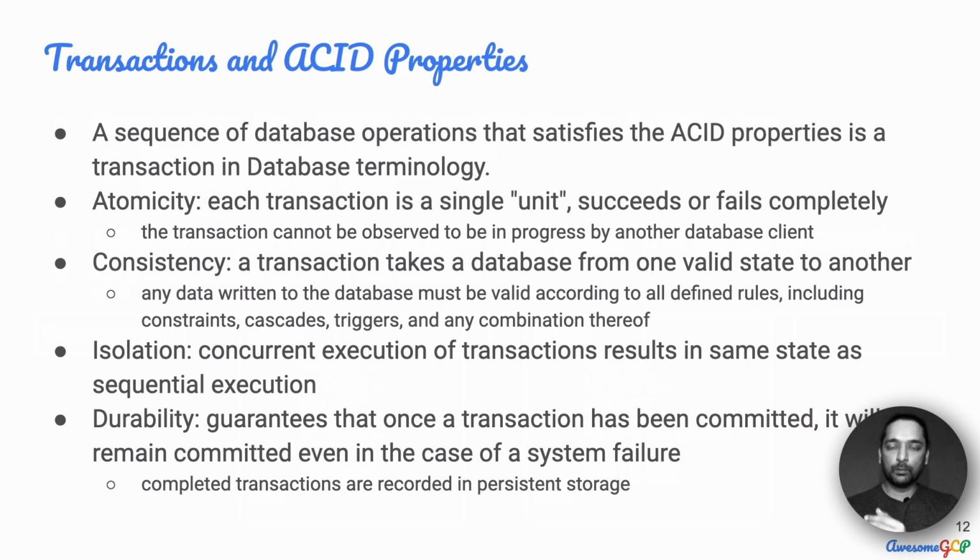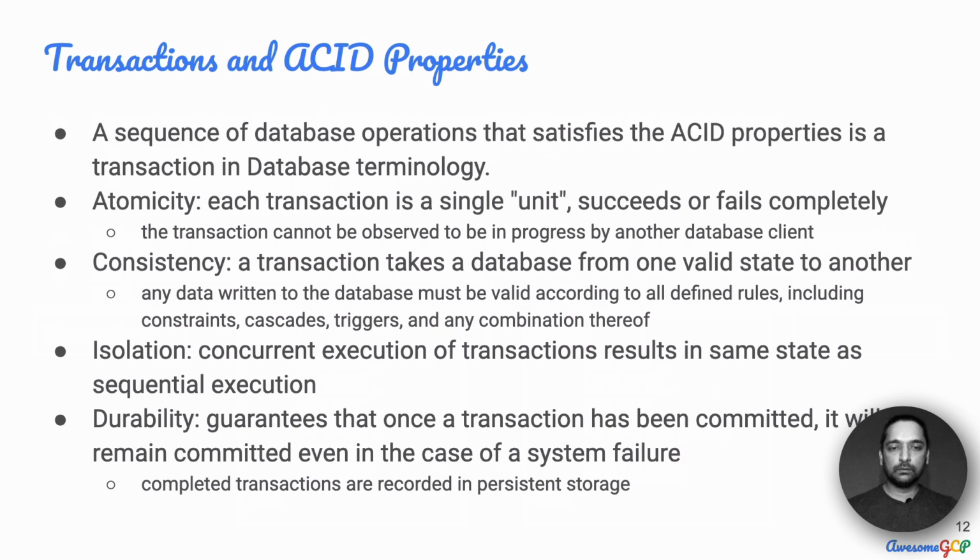If there are cascade operations, where an update or a change in one row has to make a bunch of other cascade or ripple changes in other parts of the database, those have to happen. Triggers similarly, and any combination of constraints, cascades, and triggers, all of them have to be in a valid state after the transaction is complete also. So in consistency, it has to go from one valid state to another.